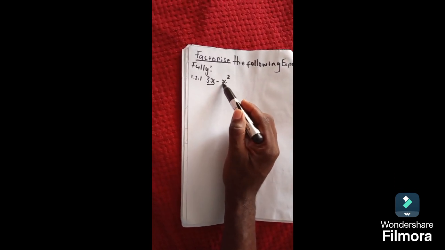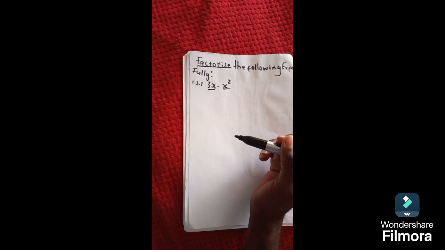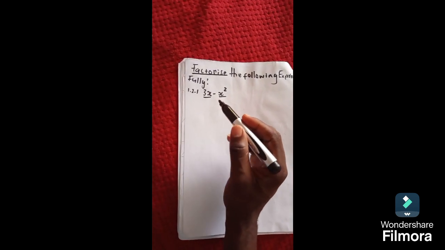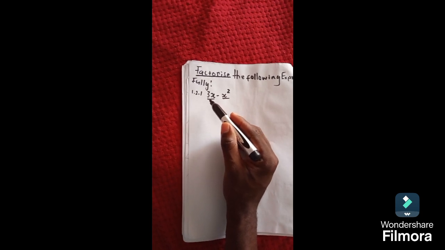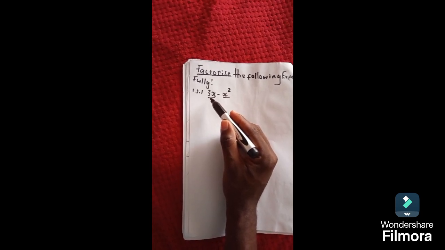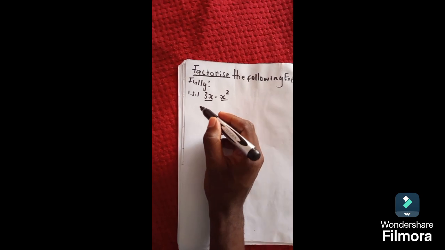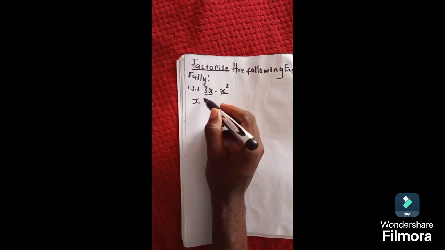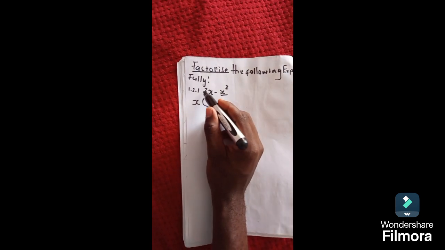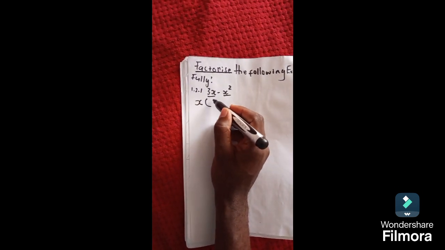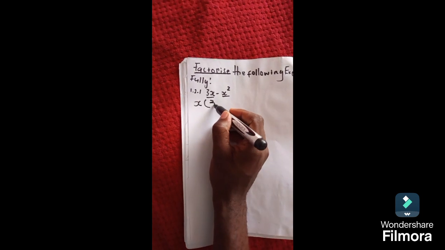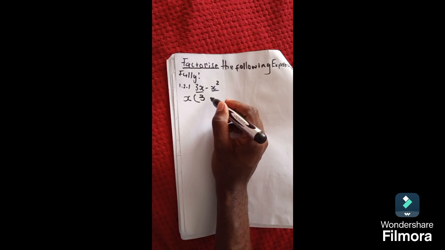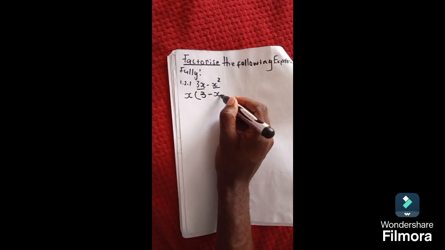This is a term, this is a term. So when they say must factorize this expression fully, what we have to do is check what is the common element in this term and this term. So the common element here, it's x. So you have to take it out. After taking x out, what are you gonna be left with from the first term? You're gonna be left with 3, and then on the term x squared, you're gonna be left with x.